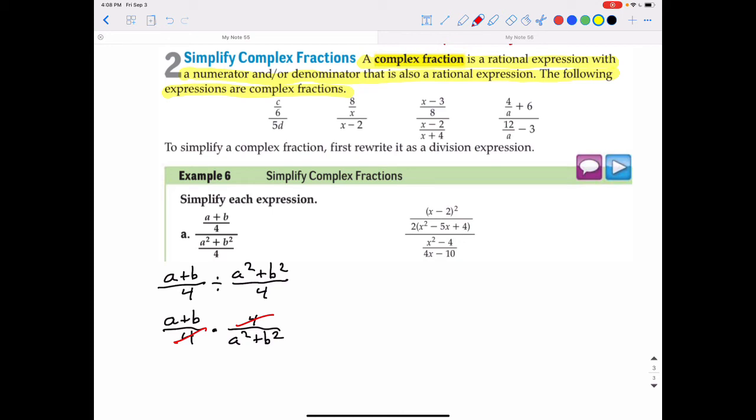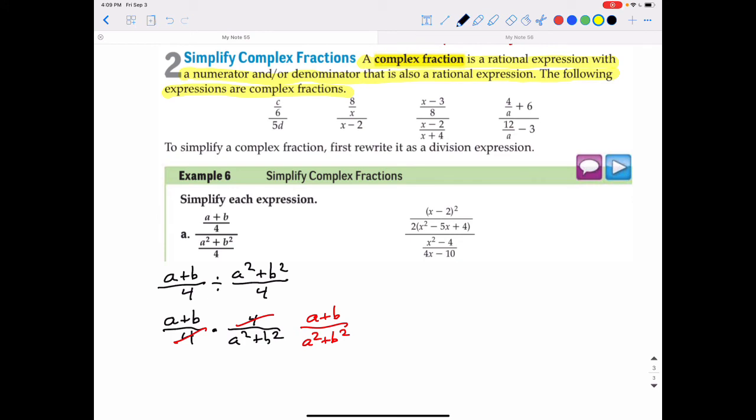They do not cancel. A plus b does not cancel with a squared plus b squared because a squared plus b squared does not factor into a plus b, a plus b. That is not correct. And I know it's not correct because if I multiply it out, I get a squared plus ab plus another ab plus b squared, which is not the same as just a squared plus b squared. So that does not factor any further. And since that part does not factor any further, then we have our final answer after we multiply, which is just going to be a plus b over a squared plus b squared.